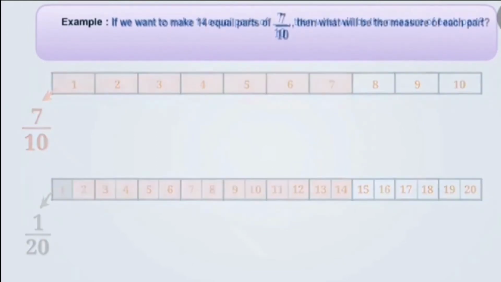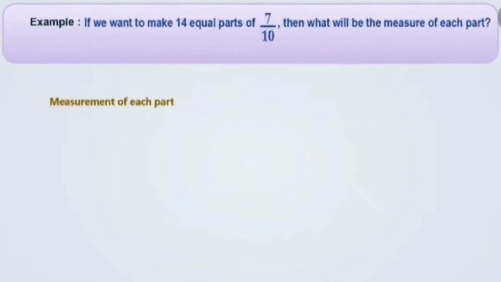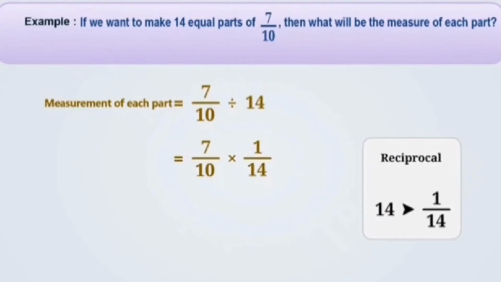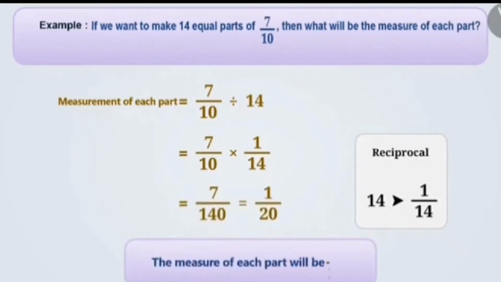Let's solve this mathematically. To find the measurement of each part, we have to divide 7/10 by 14. To solve this, we will keep the first fraction exactly the same and multiply it by the second number's reciprocal. Here, the reciprocal of 14 is 1/14. Therefore, if we want to make 14 parts of 7/10, then the measurement of each will be 1/20.